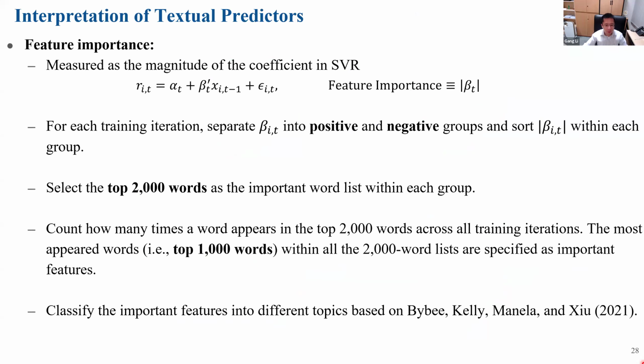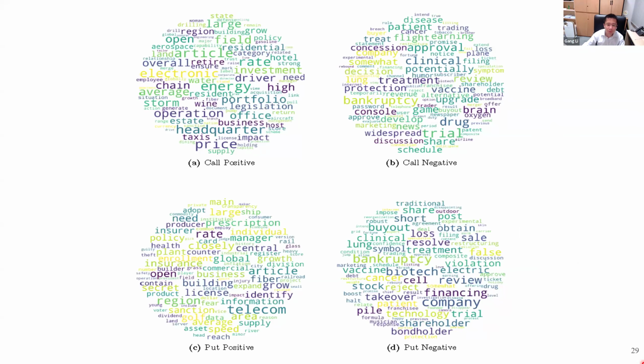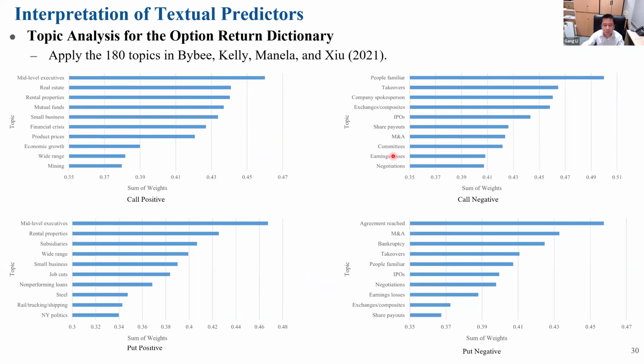And lastly, we also classify each selected word based on the topic dictionaries that Bybee, Kelly, Manela and Xiu have specified in their paper. So here is an example to illustrate those important words selected from support vector regression, that the model thinks are important to forecast equity call or put option returns. By looking at these selected words only, it is difficult to find any pattern here. But if we classify those words into different topics, we can see some very interesting patterns.